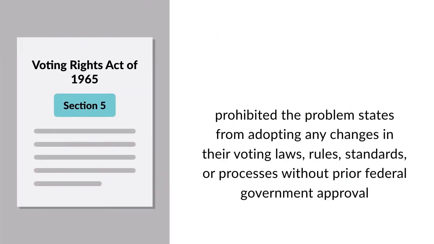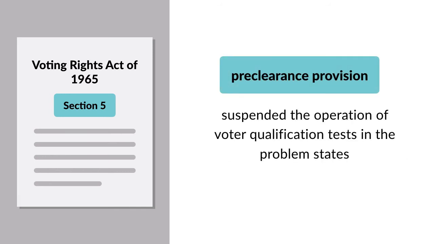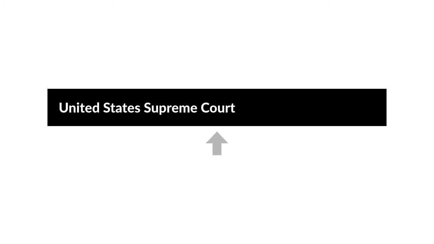Section 5 prohibited the problem states from adopting any changes in their voting laws, rules, standards, or processes without prior federal government approval. This was known as the preclearance provision. Section 5 also suspended the operation of voter qualification tests in the problem states. All or part of 6 states, including South Carolina, were initially subject to Section 5. South Carolina sued United States Attorney General Nicholas Katzenbach in a rare original action before the United States Supreme Court.